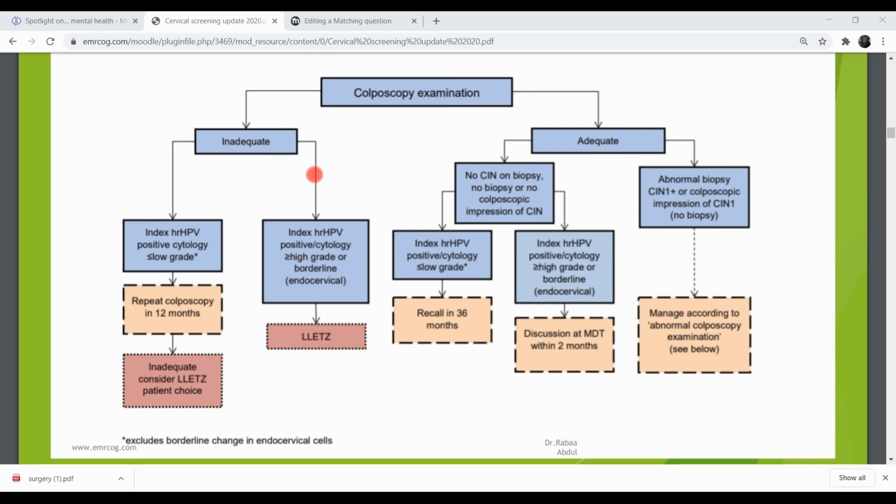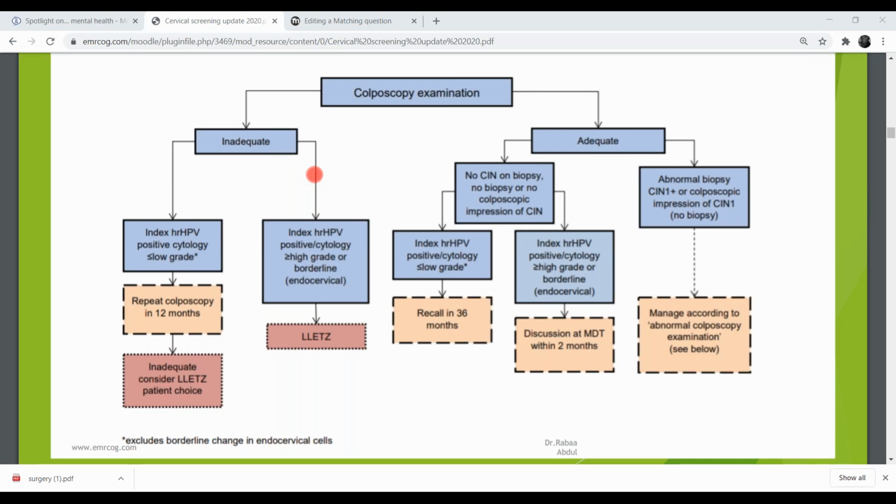So you ask yourself, what can I do now? Refer to the case. See her HPV. HPV was positive and cytology is high grade. Please choose LEEP. Offer the patient treatment, local excision. If the colposcopy is inadequate, while her HPV was positive, but the cytology is low grade or normal, remember, you can repeat the colposcopy in 12 months.